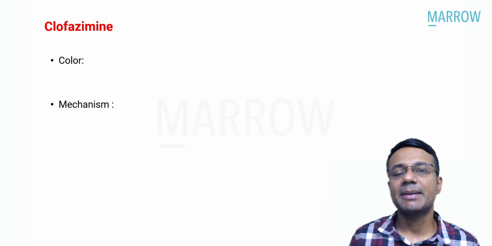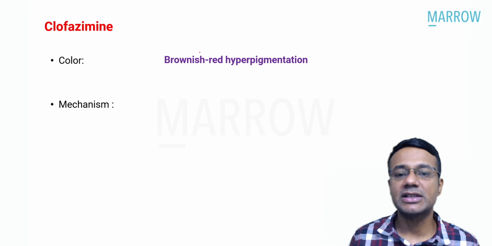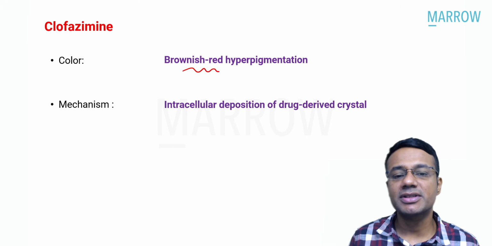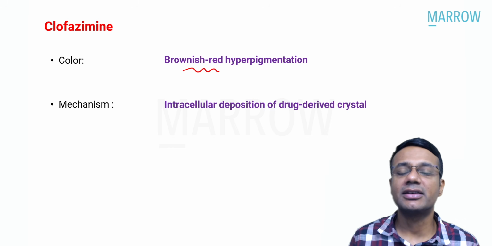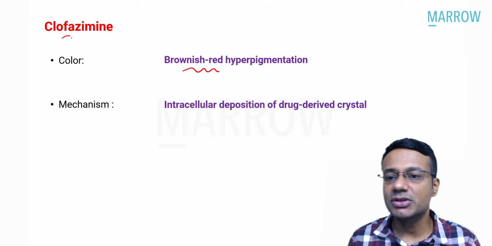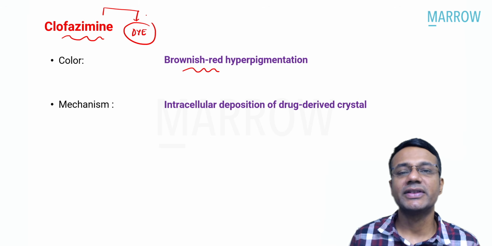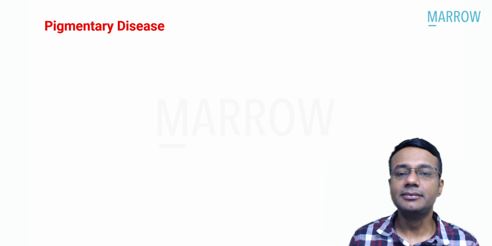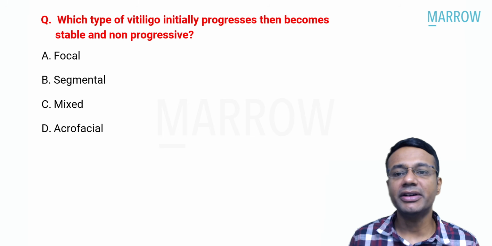Now, what exactly happens with clofazimine is the color is going to be brownish red hyperpigmentation. And the mechanism is due to the deposition of intracellular drug-derived crystals. So please remember, students, the reason for all this is clofazimine is a dye and it tends to deposit within the skin. We move on to the next topic of pigmented disease.